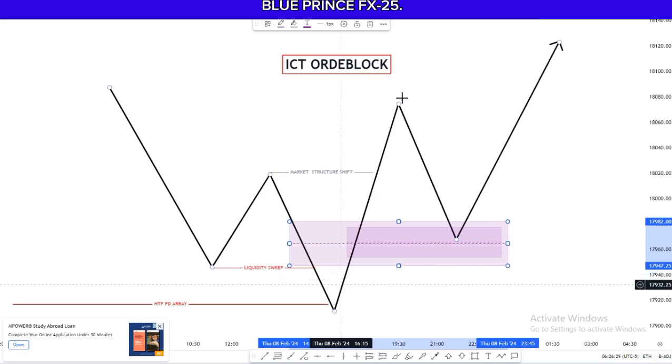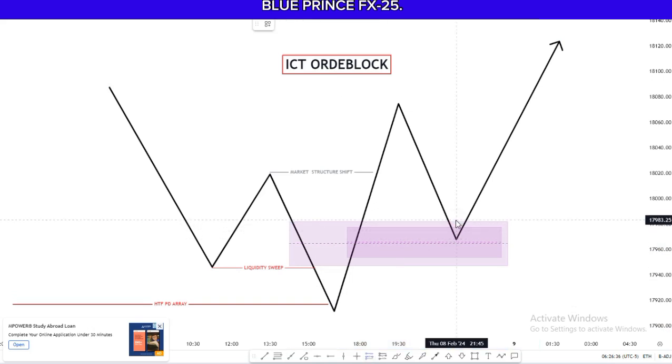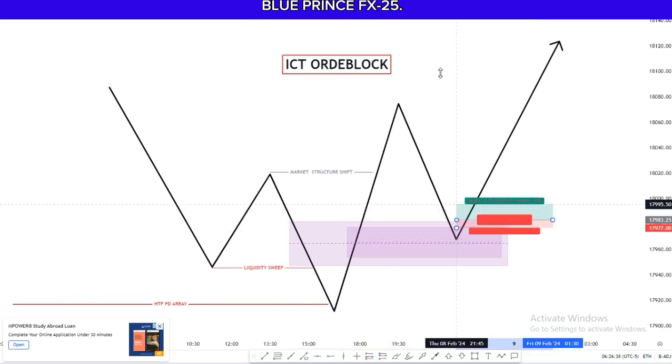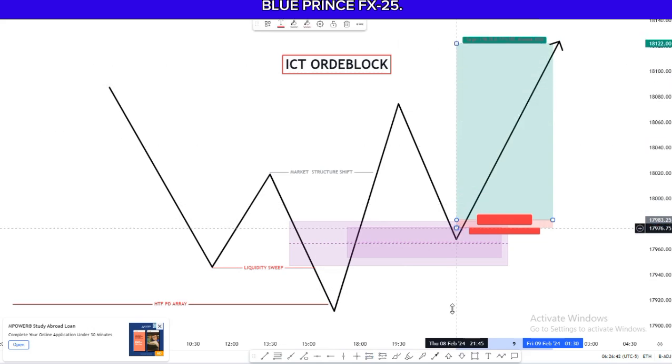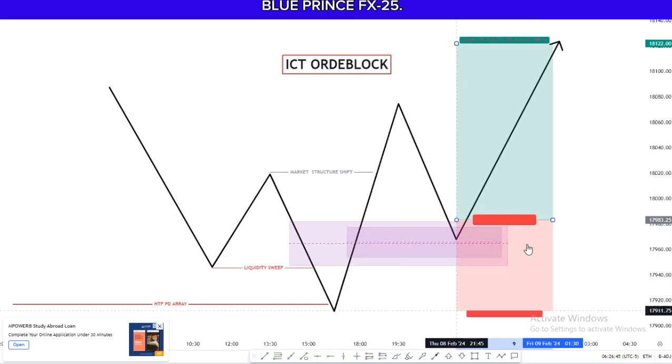So what you do is you wait for the market to retrace into the order block and take your buy position either at the 50% or at the open of the order block. You target high and you hide your stop loss below a protected low. This is a protected low, just like that.